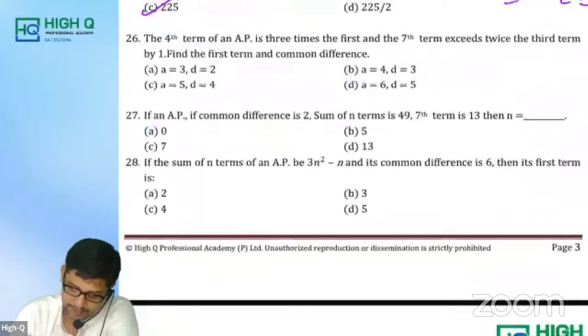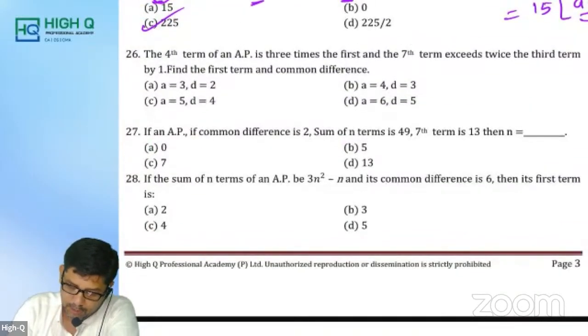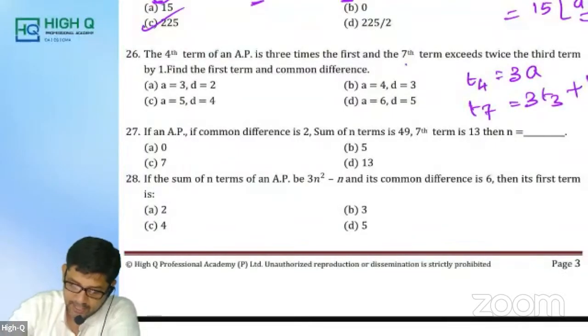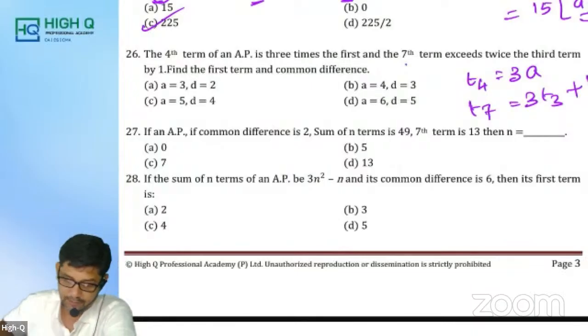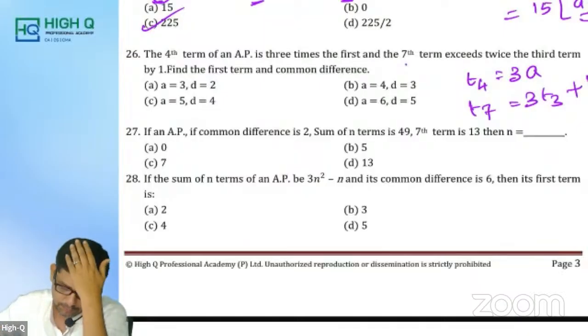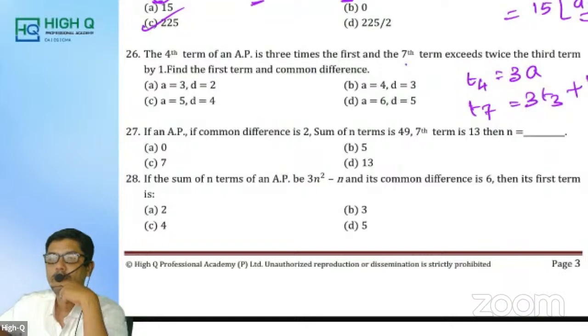Okay, fine. The fourth term of an AP is 3 times the first term. Am I right, my dear? Next. The seventh term exceeds twice the third term by 1. Find the first term and the common difference.